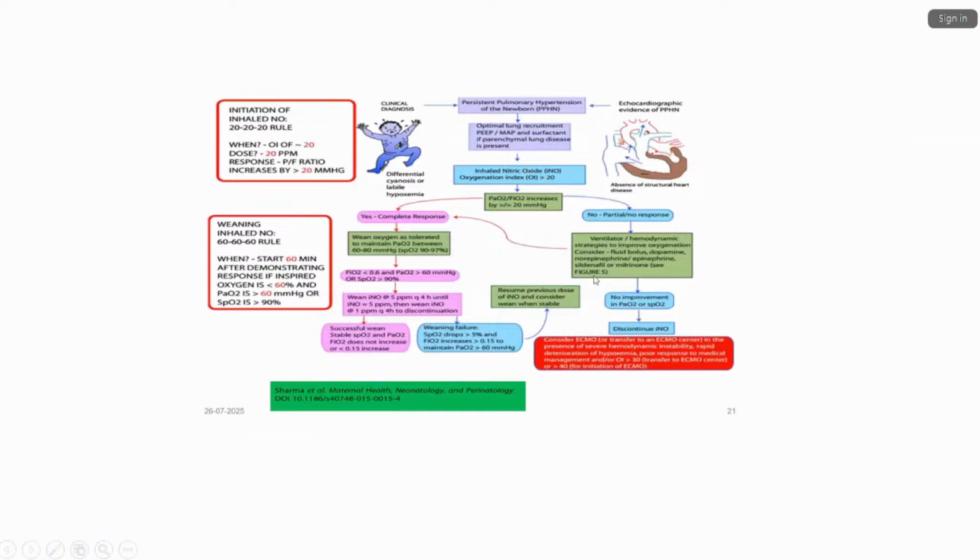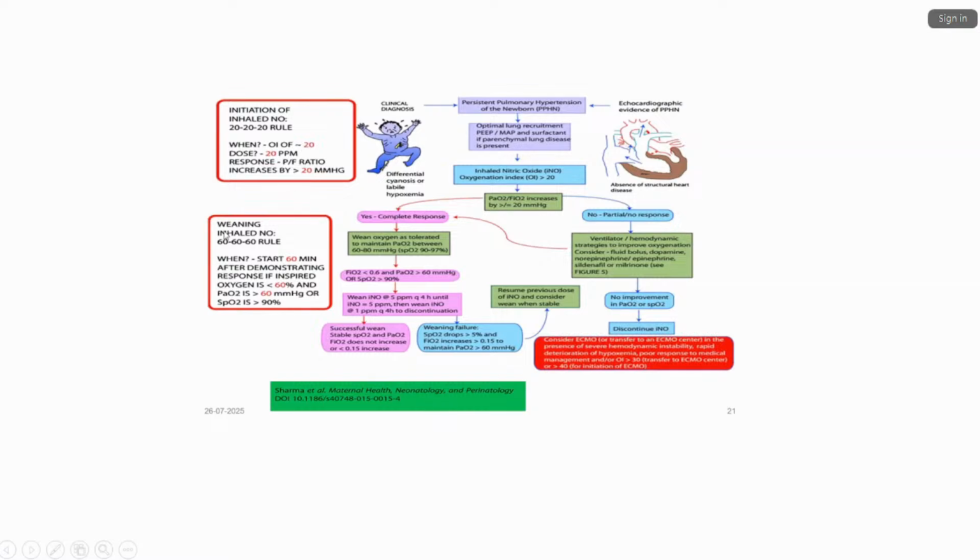This is a slide which depicts a summary of iNO. This is the role of inhalation of iNO, that is the 20-20-20 rule. It is like when to start, at what dose we have to start, and how to increase. So this is started at the dose of 20, at the oxygenation index of 20, and response is measured by PF ratio that should increase by more than 20.